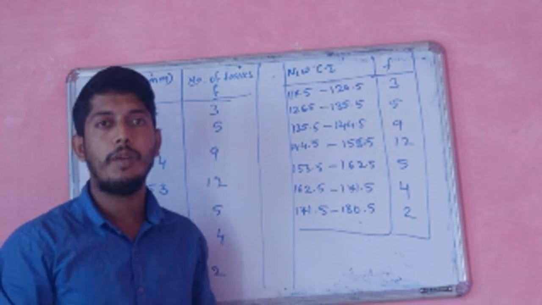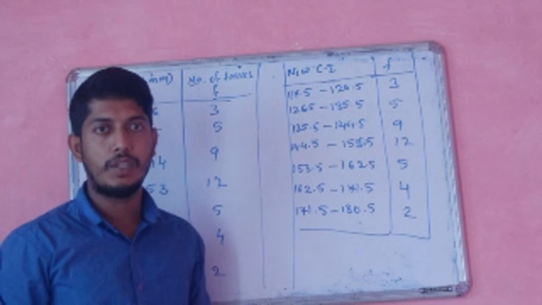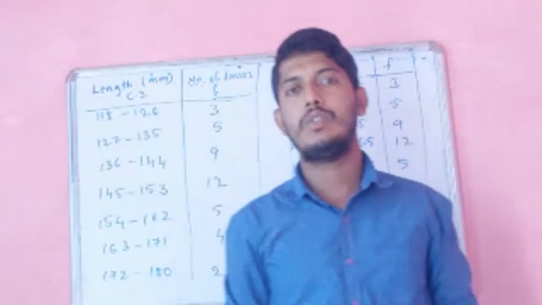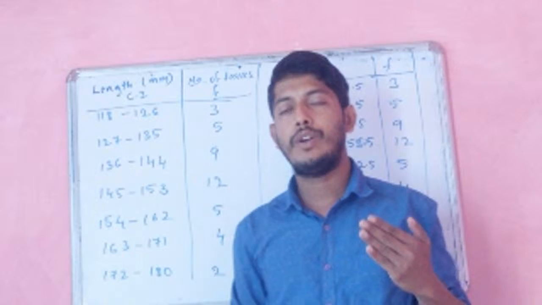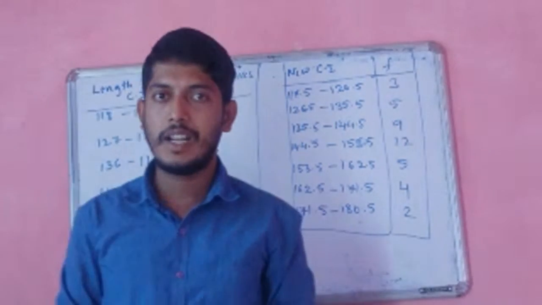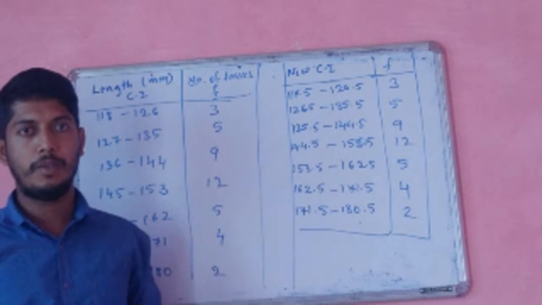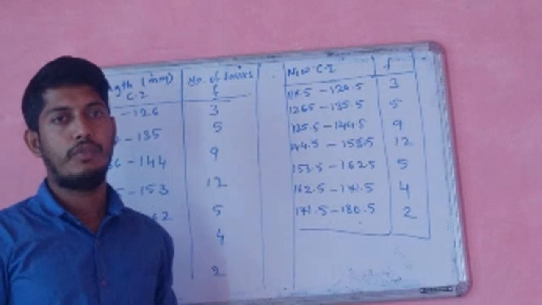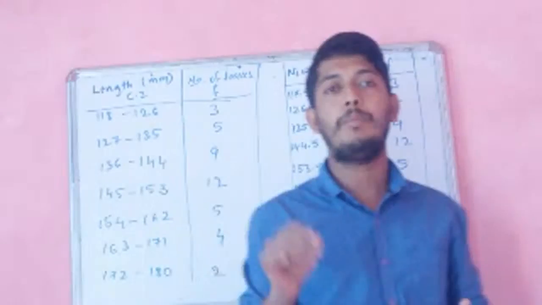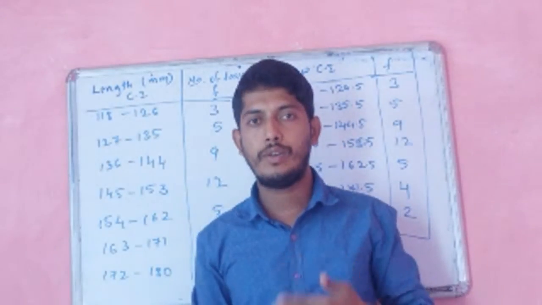Then we have to find the n by 2 value. After getting the n by 2 value, we have to find the median class interval. In the median class interval, we have to find the lower limit, then the width of the median class interval, then the Fm value, that is the frequency of the median class interval, and also the Fc value, that is the cumulative frequency preceding the median class. After that we use the formula: median equals L plus (n by 2 minus Fc) divided by Fm, into H. Then we substitute and we will get the answer.